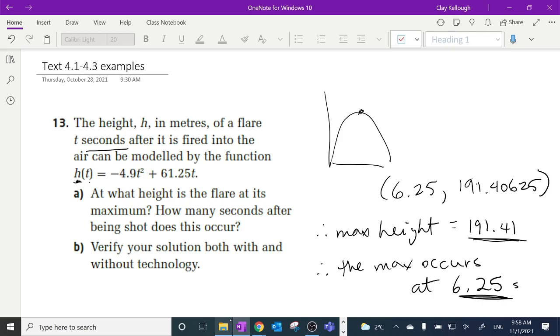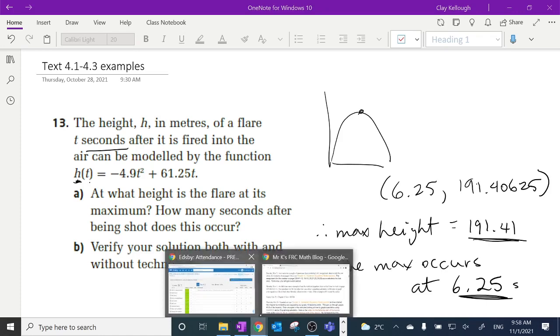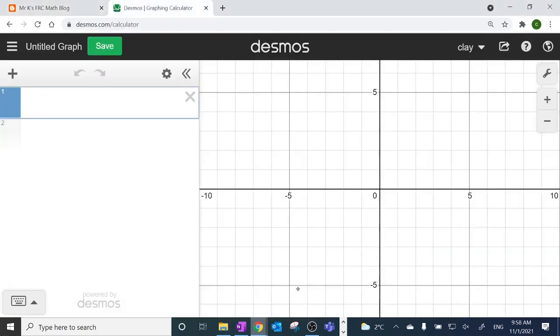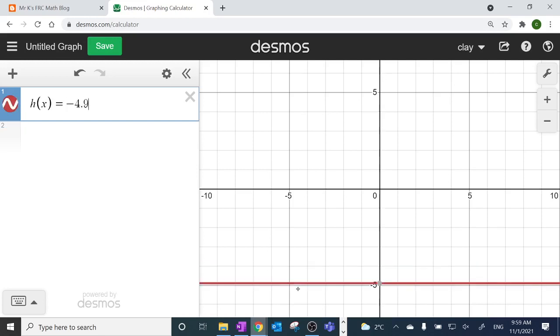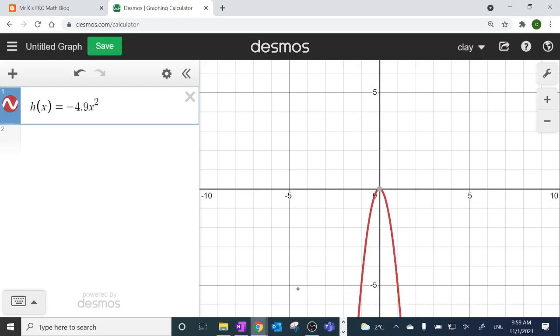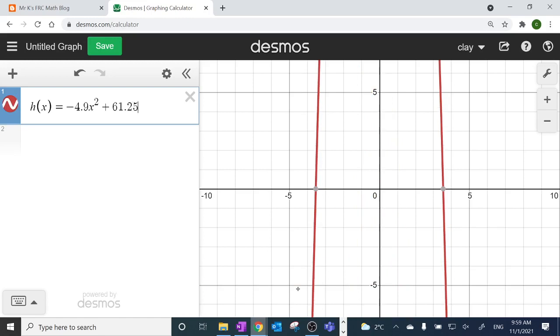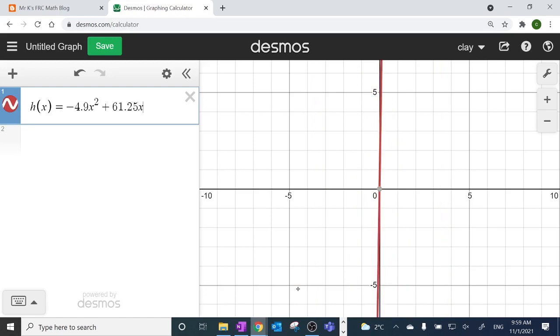And on Desmos, here's the way this would look on Desmos. So on Desmos, I would go. I can still use h of x, but I'll use x instead of t. And it knows that it's a function. And then I'll type in negative 4.9 x squared, and then plus 61.25x. And I have the same problem that I had with the calculator. It's like, well, there's your graph. Doesn't look very parabola right now.